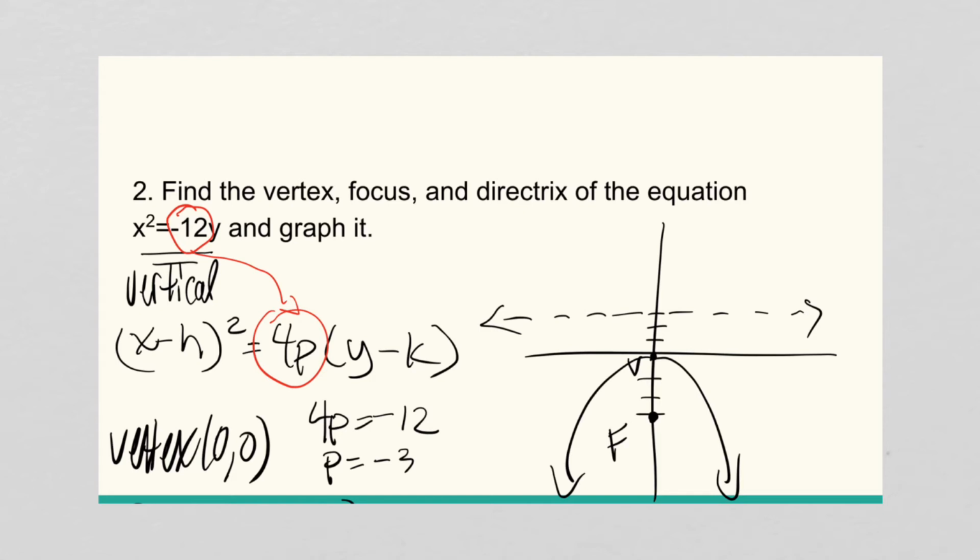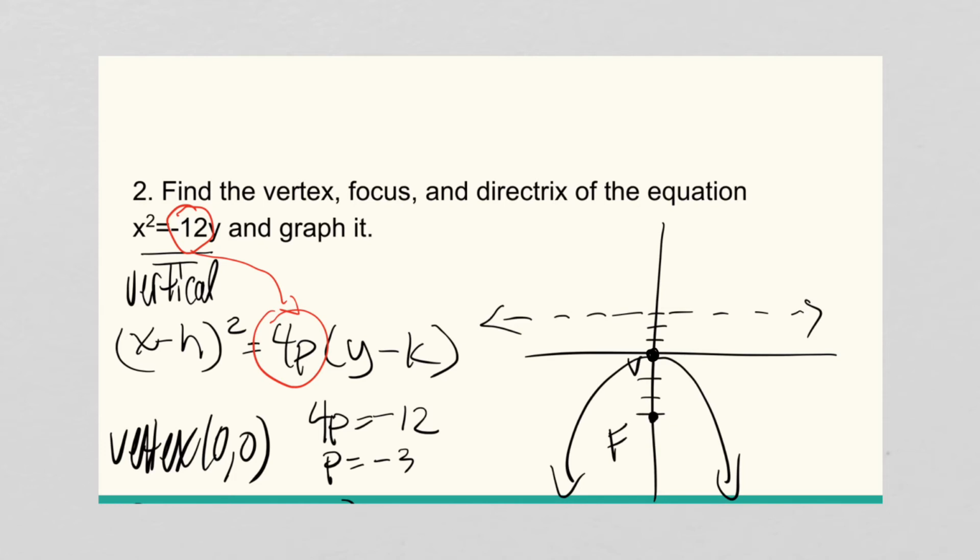Find the vertex, focus, and directrix of the equation x squared equals negative 12y and graph it. So if you go back to those two equations, which one is it? This is a vertical parabola because it starts with x squared. They have no numbers attached to the x and the y, so that means the vertex must have been 0, 0. So I have that plotted.